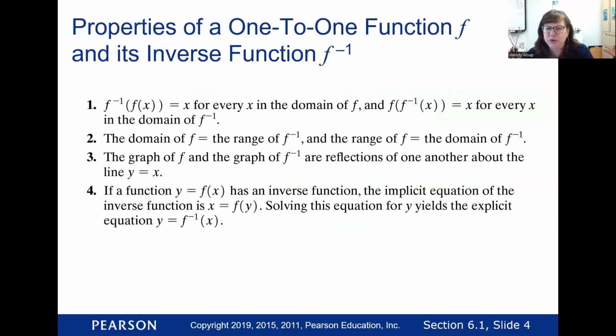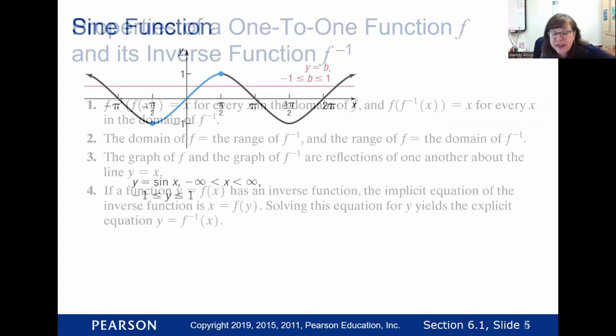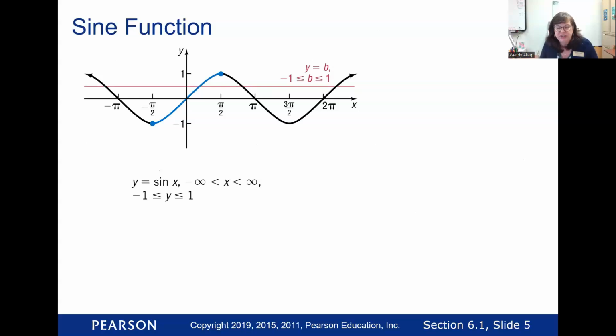Let's just review real quick the Math 110 concept of one-to-one functions. In order to take the inverse of a function, your function has to be one-to-one. That means, remember, all functions have to pass the vertical line test, but a one-to-one function has to also pass a horizontal line test.